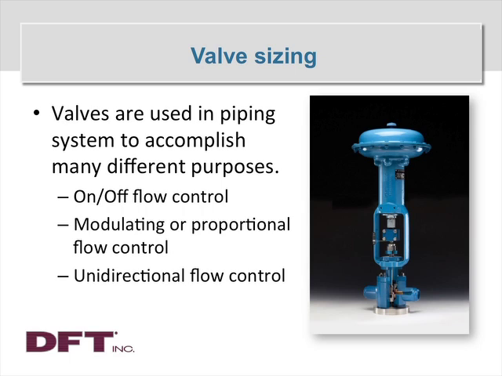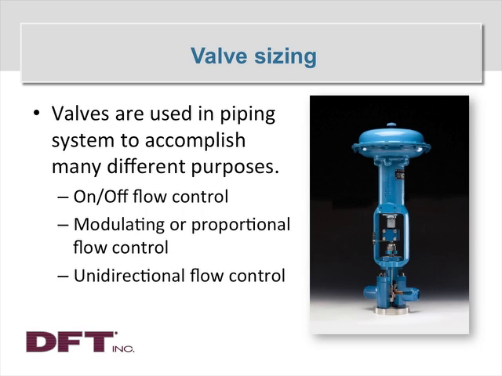Then there's the modulating or proportional flow control products. Those are sometimes globe valves. They could be a quarter turn valve with a positioner on it, but there's a lot of ways that you try to regulate the flow rate through the valve by partially opening or partially closing the valve.